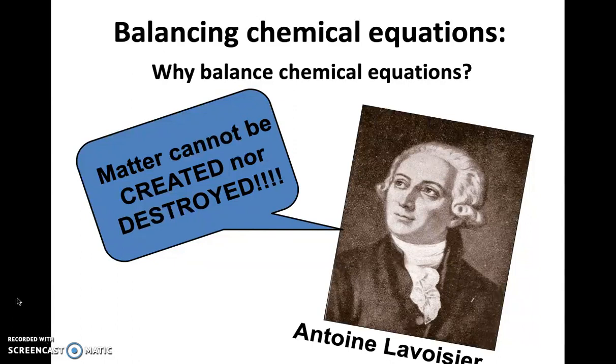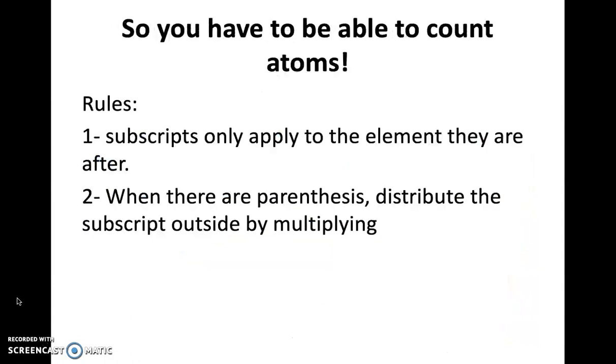It's all because of this guy, Antoine Lavoisier. He was the first one that said matter cannot be created nor destroyed, leading to the conservation of mass law, stating that whatever mass we start with on the reactant side has to be what we end with on the product side, and therefore whatever count of each element we have on the reactant has to be the same as the count on the product. So in order to do this, we need to be able to count atoms.